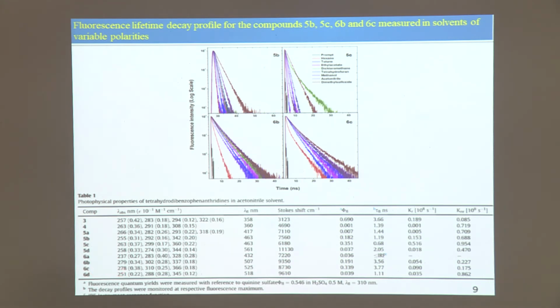So next is 6C. 6C is N,N-diethyl again. There is a considerable shift here also. When you see this 6C, that is N,N-diethyl, we have 525 nanometer as the emission maximum, the Stokes shift value is 8730, the quantum yield is 0.339, and the lifetime of fluorescence is 3.77 nanoseconds. And when you go to 6D, again it is nitro substitution and cyano substitution.